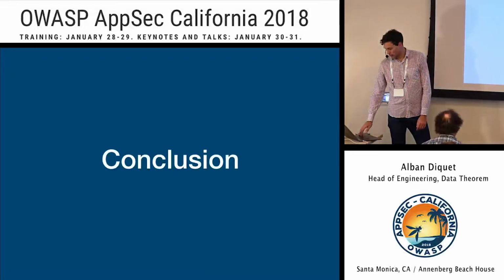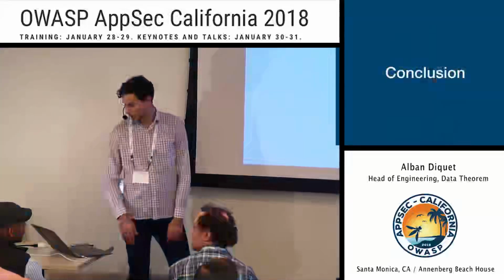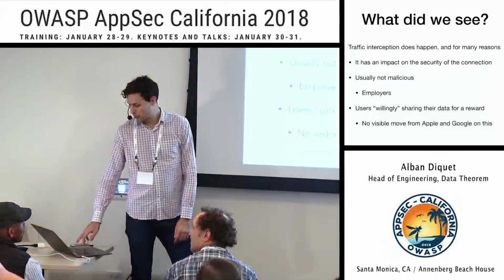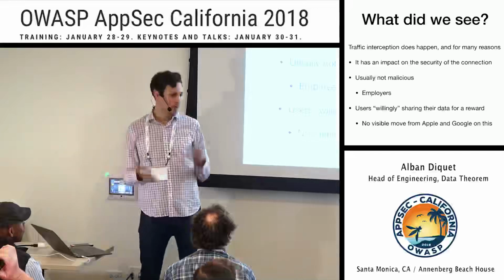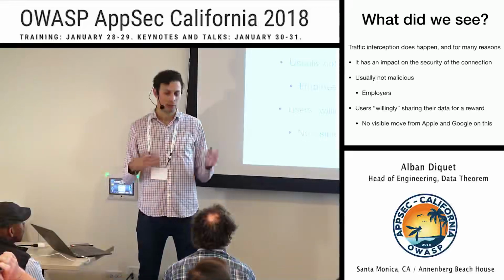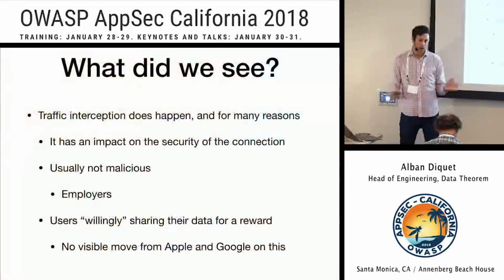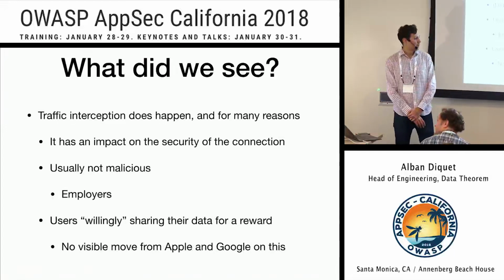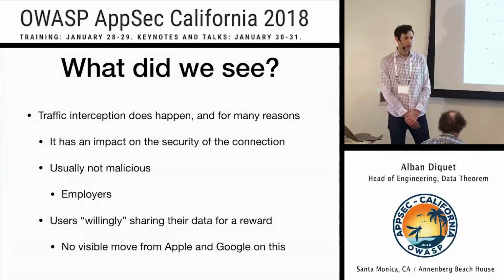And that was all the analysis and the categories we've found so far. So to conclude, something we knew already before looking into that is, of course, traffic interception does happen, at scale, anywhere in the world. At least we knew about the employer use case, right? And so usually it's not malicious. Again, if it's your employer, it's not really malicious.